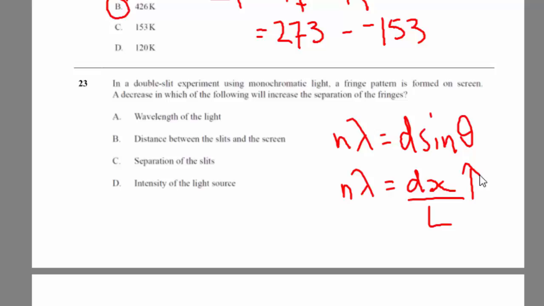Because if we rewrite this equation as d is equal to n lambda L over x, then we can see that if we decrease d, x will increase. So it's the separation of the slits.